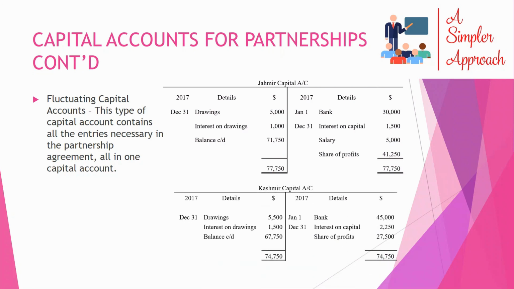Same thing for Kashmir. In the fixed method, Kashmir's capital balance on his account was 45,000. Now it is 67,750. Why? Because all entries are in one place. And the same applies to Kashmir. Next year when his account is calculated, this balance may very well change because there might be a change in his interest on drawings, his drawings, or his share of profits. And that is why this concept is called the fluctuating capital account.